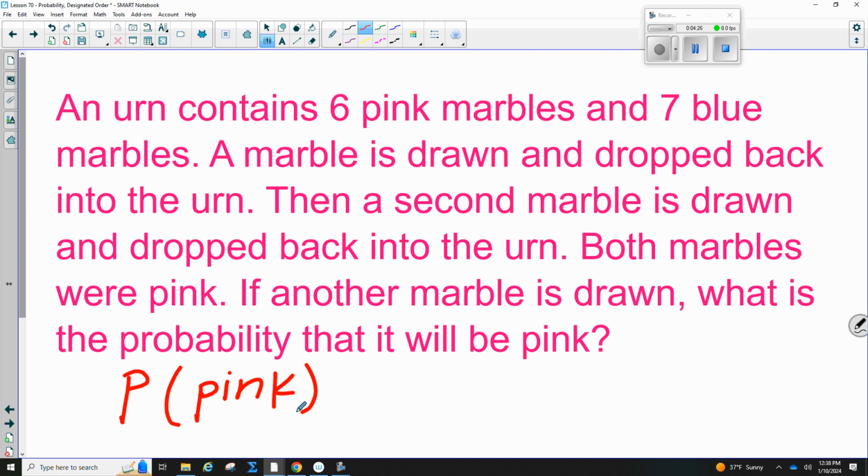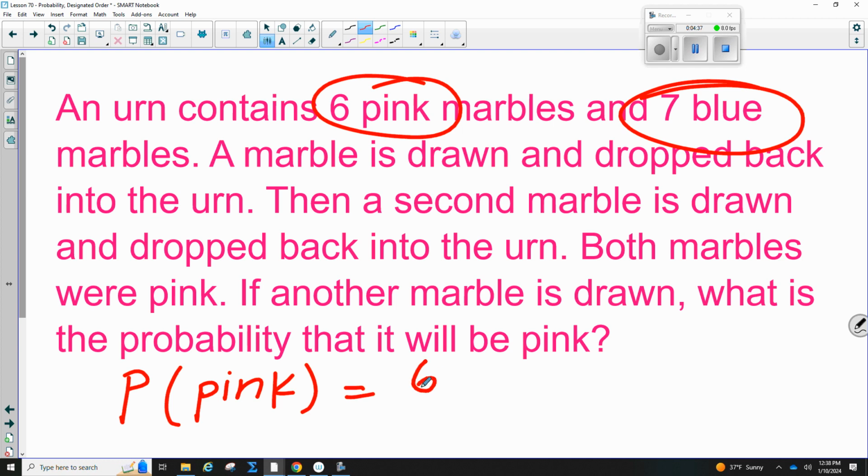So what's the probability of getting a pink on the next one if I replaced whatever I got back in? How many pink out of how many total? Okay, you have to add them together. There's 6 pink and 7 blue for a total of 13 marbles in the urn. So the chance of getting a pink is 6 out of 13.